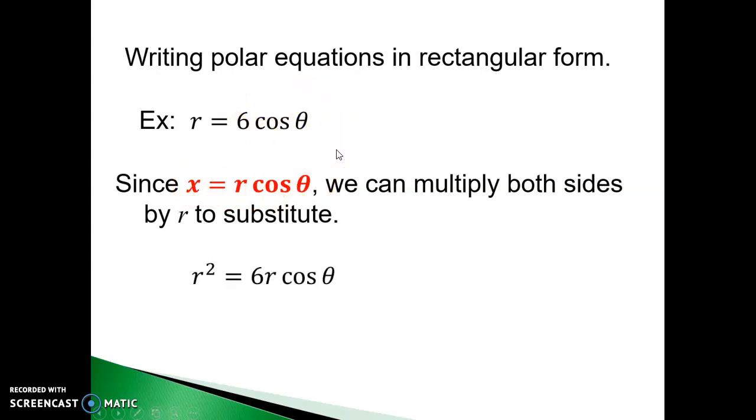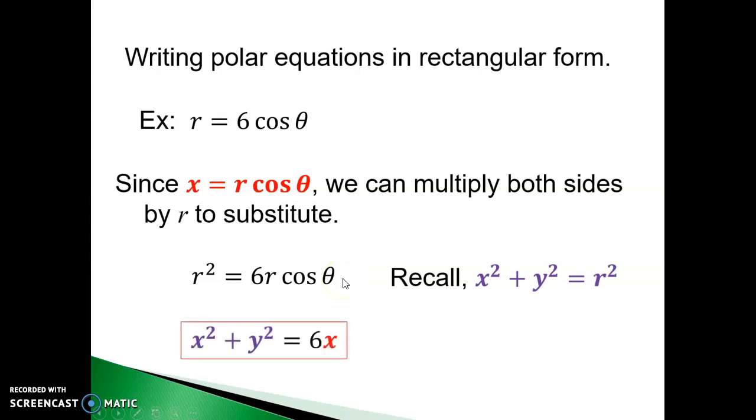If I multiply both sides by r, I get r squared on the left is equal to 6r cosine theta. That's good news because we have x squared plus y squared equal to r squared, and we have that x is equal to r cosine of theta. So where I see r squared, I'm going to substitute x squared plus y squared, and where I see r cosine of theta, I can substitute an x. So it's not going to be straightforward every single time.